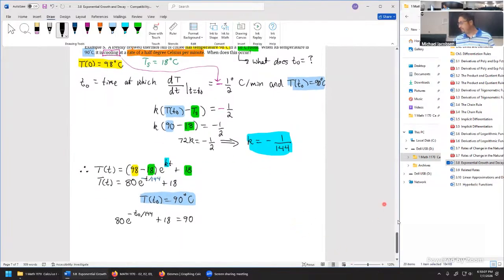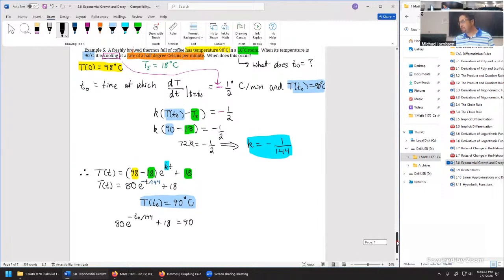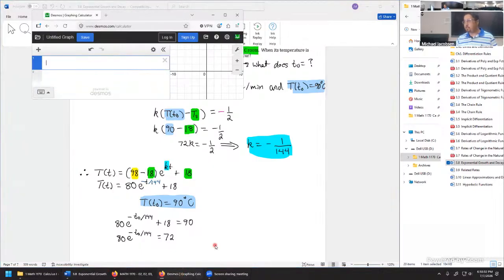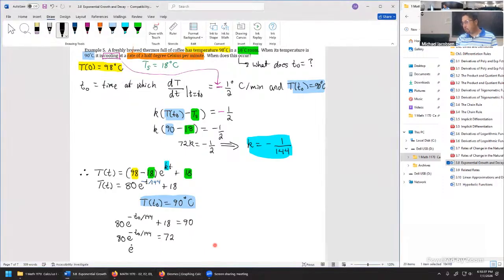Okay, let me see if we can get through the next part without having to scroll too much or zoom out too much. It's good to see the whole question if possible. But really, at this point, we're kind of coasting. We're isolating the base e exponential. So it's 80 e to the power of negative T naught over 144. We're subtracting 18 from both sides, so we get 72. So 80 divided by 72 sounds like kind of a nice round number. It is 0.9 exactly. E to the power of negative T naught over 144 is 0.9.